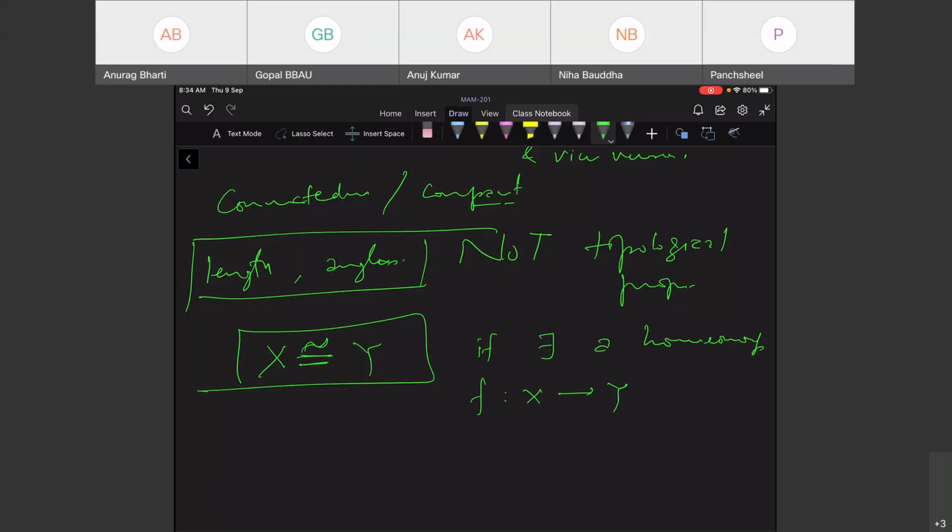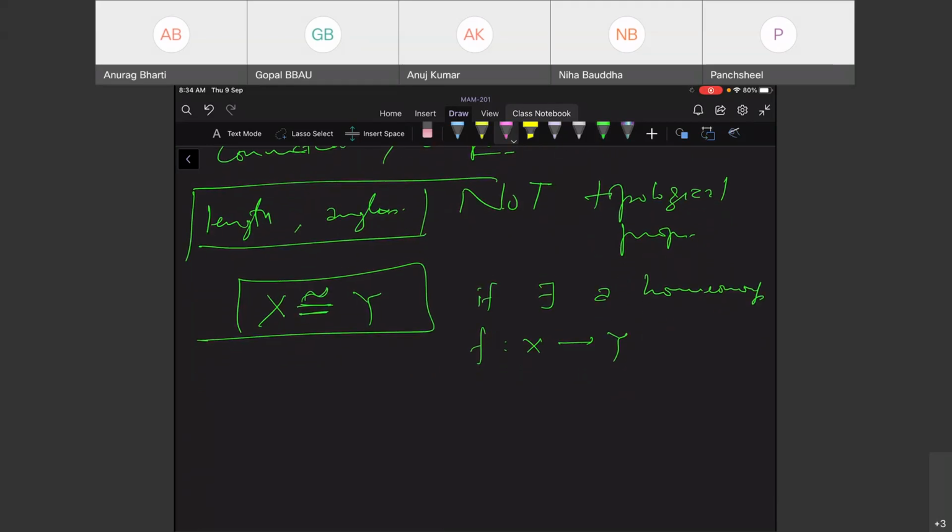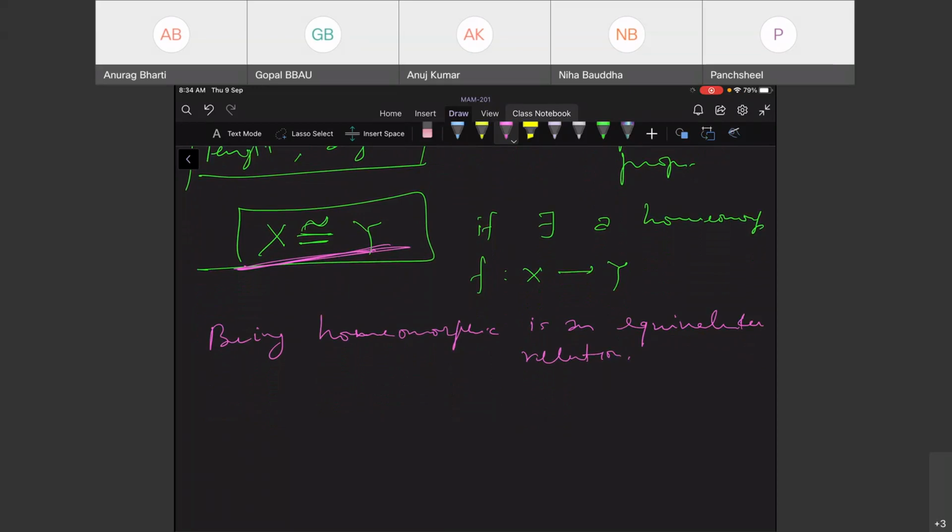We call X and Y homeomorphic spaces. In fact, it is very easy to prove that being homeomorphic is an equivalence relation. Do you know what an equivalence relation is? Does everyone know? It is reflexive, symmetric and transitive.